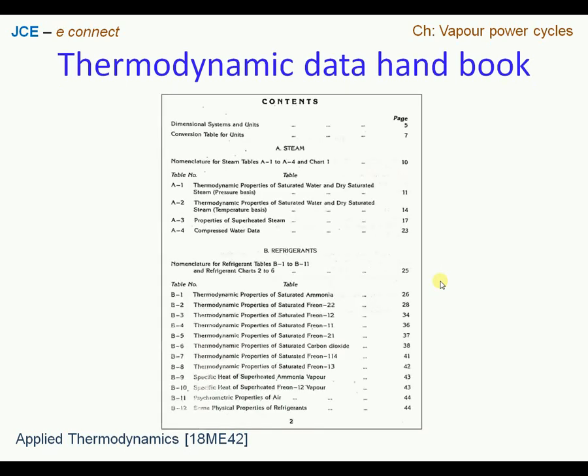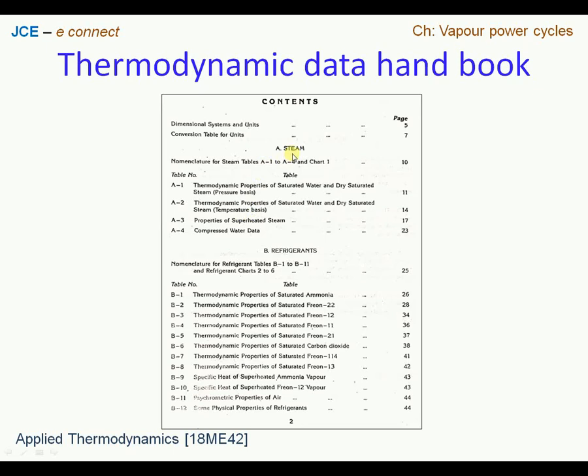So we see the contents. In the contents we can make out that we have steam here, and table number A1 corresponds to saturated water on pressure basis. Similarly, A2 corresponds to properties with reference to temperature basis. A3 corresponds to superheated steam data, and table number A4 corresponds to compressed liquid data. So by referring to these page numbers, depending upon the given data, one can refer to the following tables.